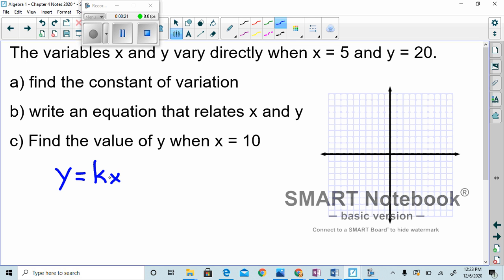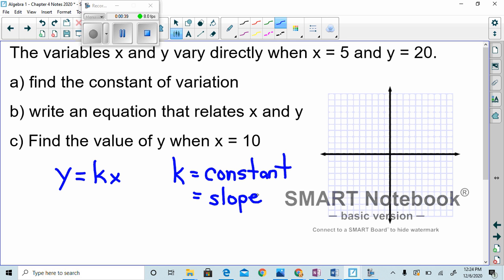When we're looking at this model, we know that the variable k represents a constant. It's a constant of variation. It tells us by what value, by what amount x and y vary. We also found out that this is also equal to or represents our slope.